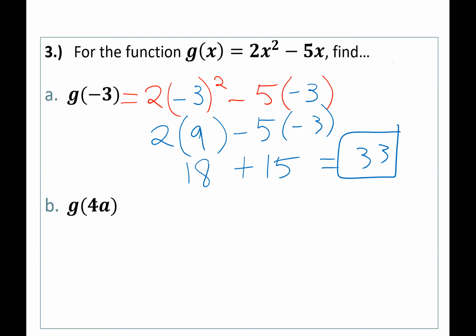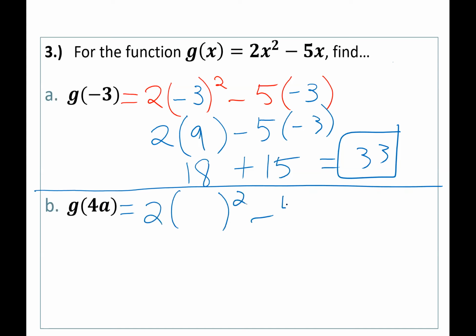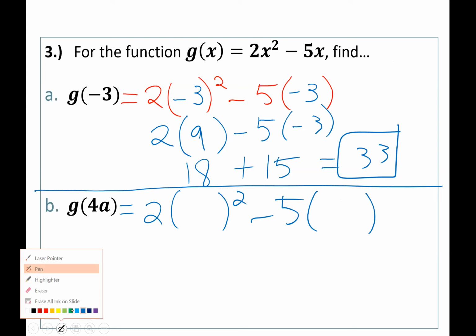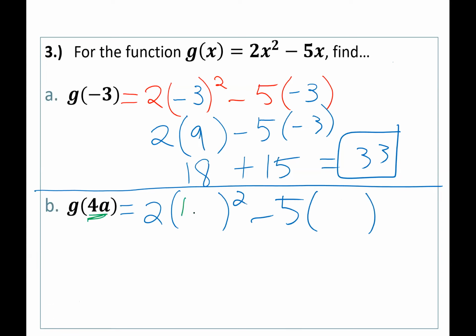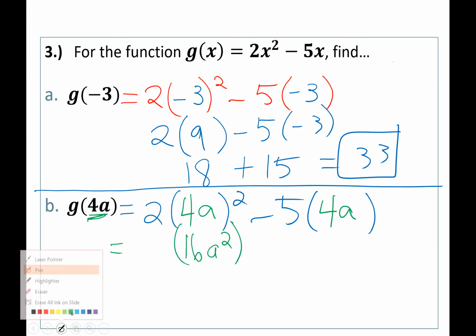Okay, next example, plugging into the same function. This time we're replacing x with 4a. Okay, so 2x squared minus 5x. Again, I'm leaving some fill in the blank spots. This time I will replace x with 4a. Okay, last time we had a variable, there was not any simplifying we could do. There is a little bit here though. So let's work left to right. I can square the 4a. 4a times 4a is 16a squared. And I still have the 2. So I'm going to bring that down.